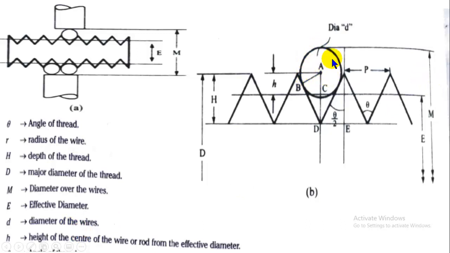So this is the diameter of the wire, we can say it is small d, and h is the height of the center of the wire or rod from the effective diameter. That means here the height from the pitch line to the center, this distance is known as small h, that is over the pitch line, the distance between this pitch line and the center of the wire or rod. So this height is known as h.